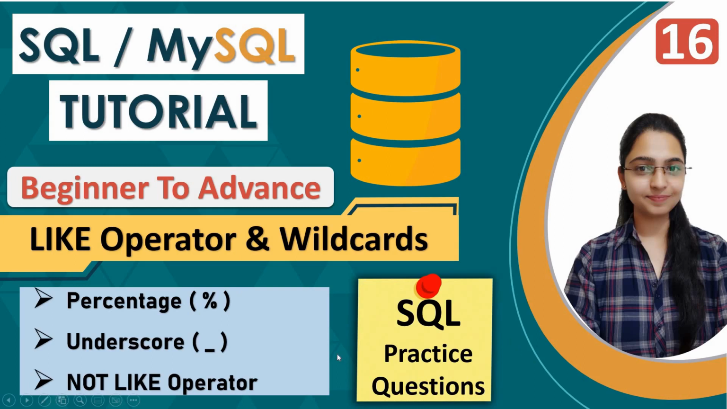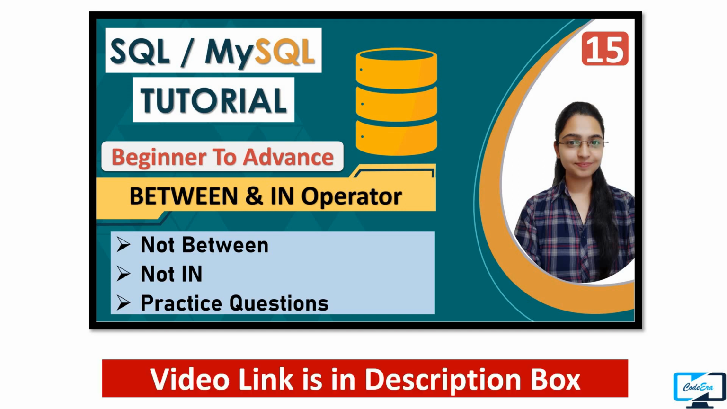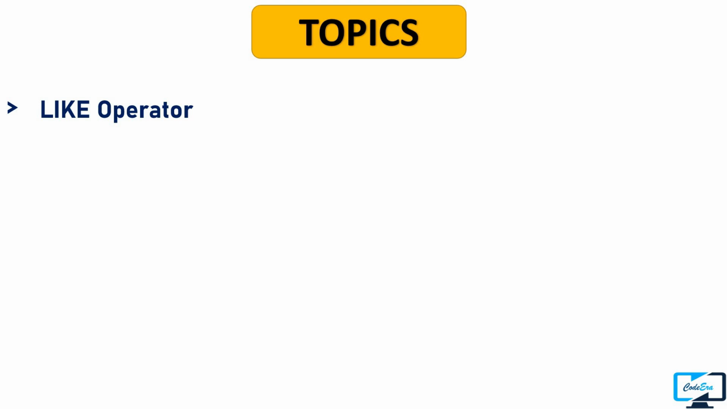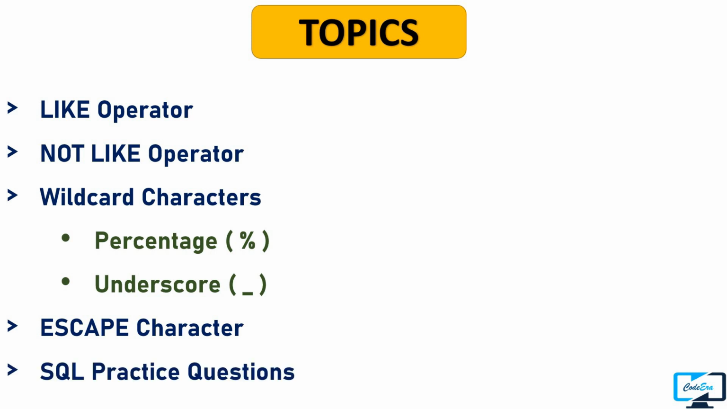So guys, this is the 16th video of our SQL tutorial series, and in the last video we discussed the between and not between operators, and the in and not in operators. In today's video we will discuss the like operator, the not like operator, wildcard characters which are percentage and underscore, and we will also discuss the escape character. With this video I will also share the SQL practice questions, so please watch this video till the end so that you can solve those questions.